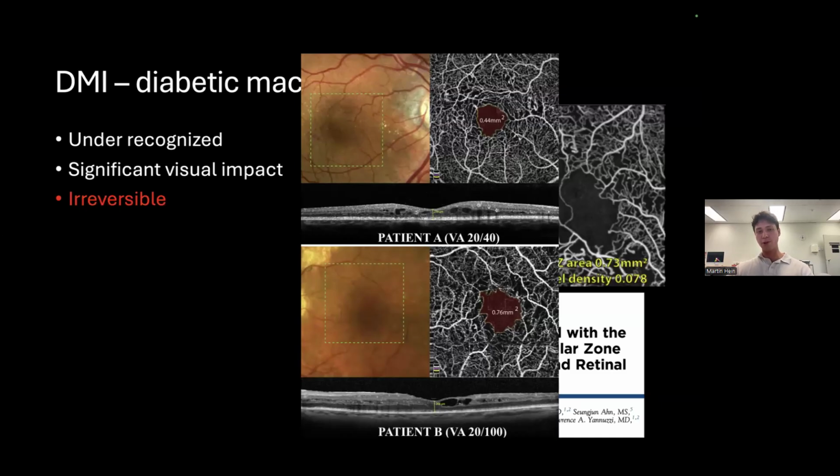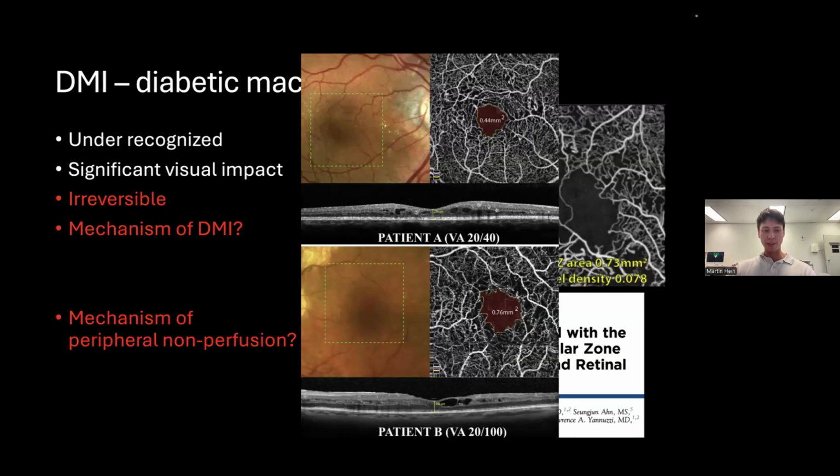And the crucial element of this is that this type of ischemia is largely irreversible right now. And I think that's primarily because we don't really understand what's causing this ischemia down at the cellular level. And for that matter, we don't really understand what's happening to cause the peripheral ischemia you see in these eyes as well. And that's one of the questions of my PhD that we're looking into with this technique that we have.